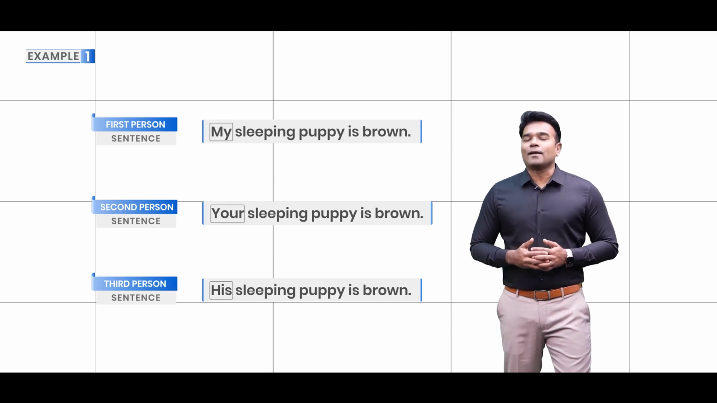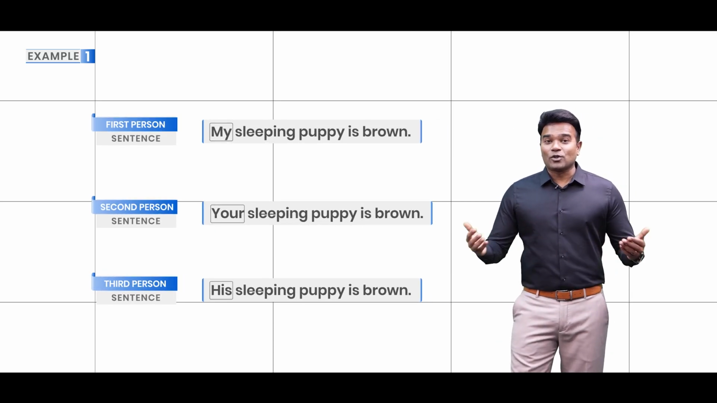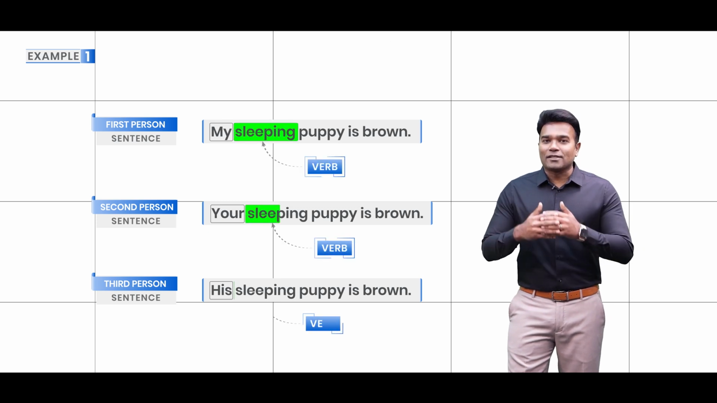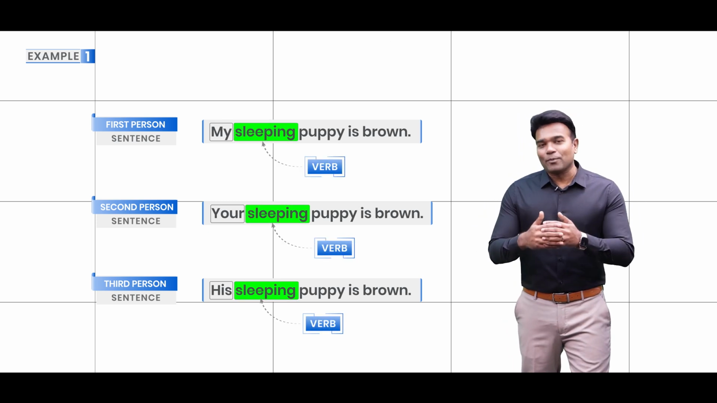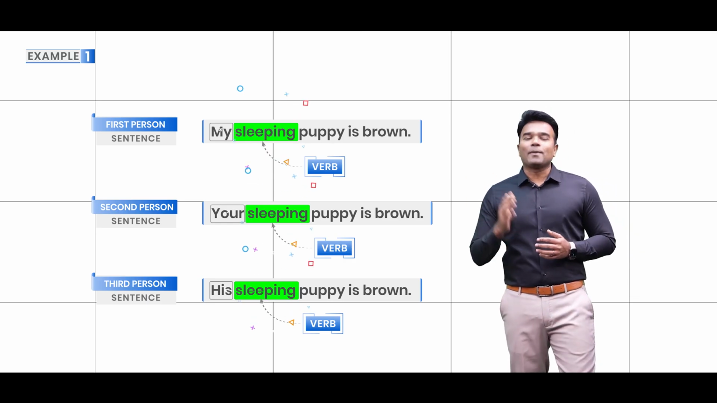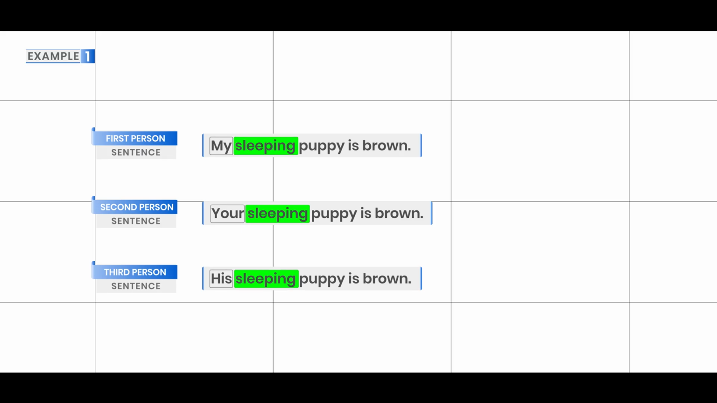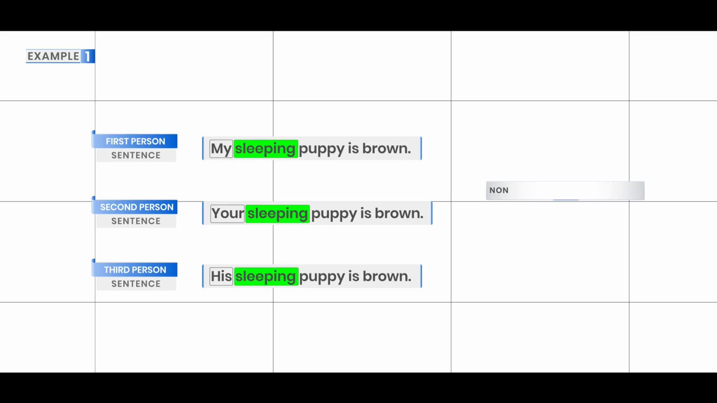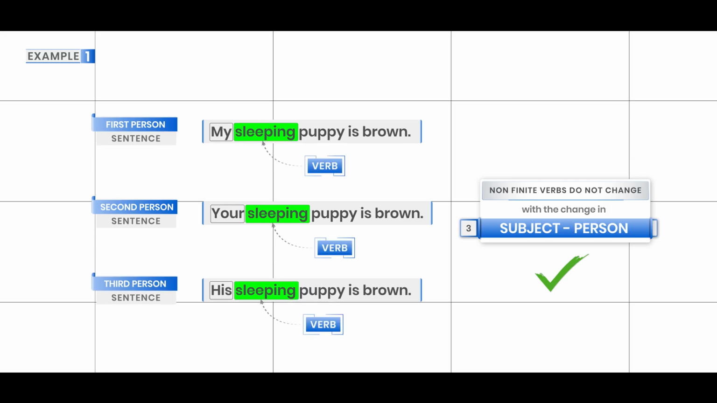In other words, be it the first, the second, or the third person sentence, what you have to notice is the verb in the sentences. You can notice that there is absolutely no change in the verb. The verb is sleeping all through. In other words, sleeping happens to be such a verb which is not changing when the subject person changes, and it is such verbs that we refer to as the non-finite verbs.